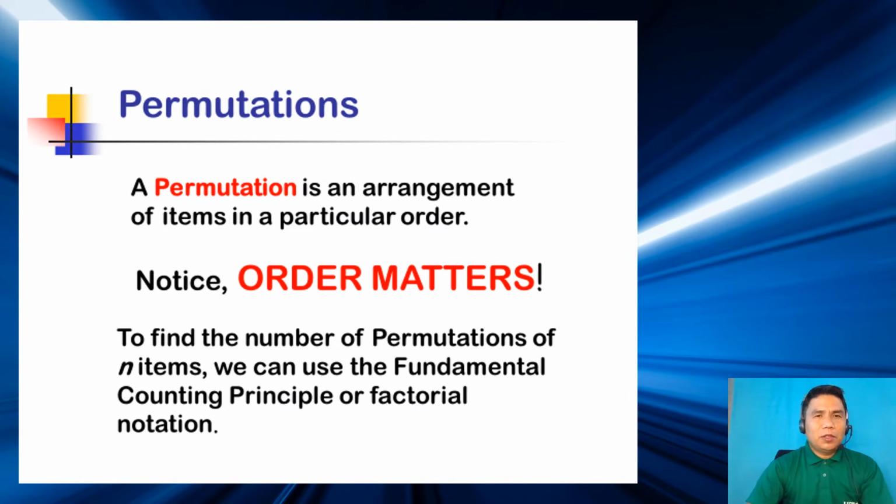So we'll move on to permutations already, since we have already covered our counting principle the last time. We even have a video for that. So permutations, by definition, a permutation is an arrangement of items in a particular order. So it's arranged in a particular order. And notice that here order matters. Here again, order matters. This is the term that we need to remember.